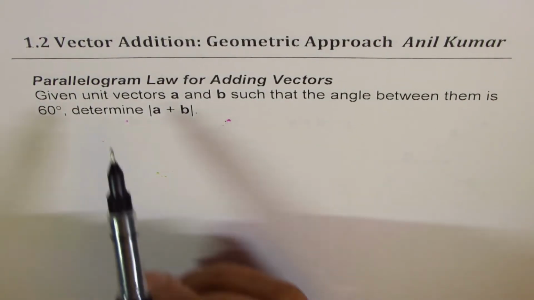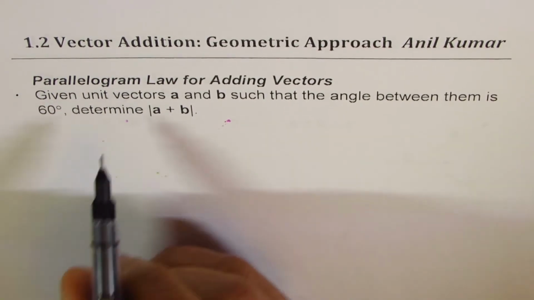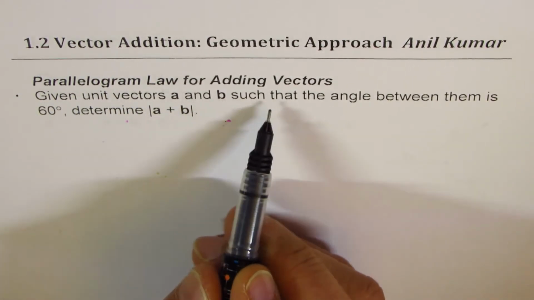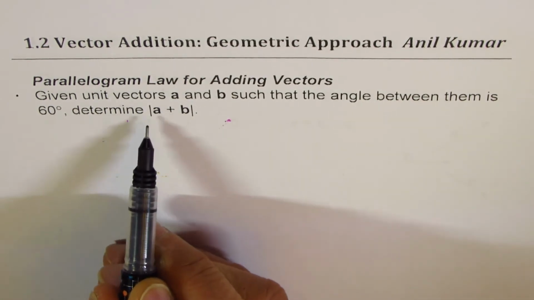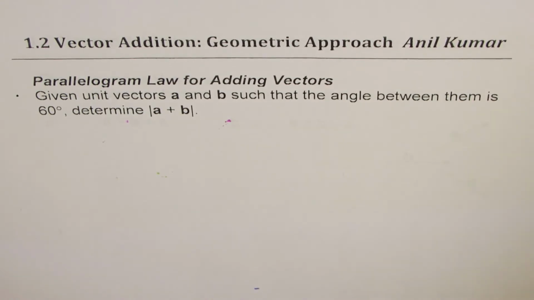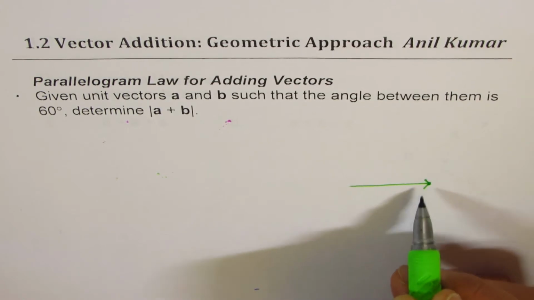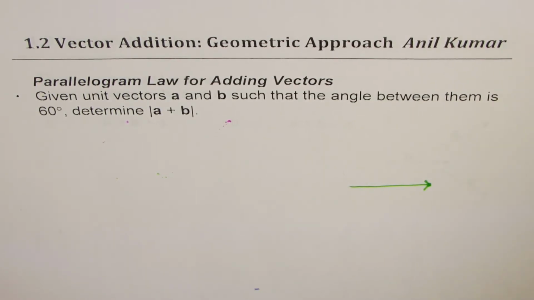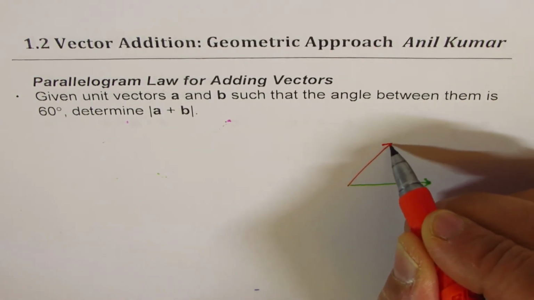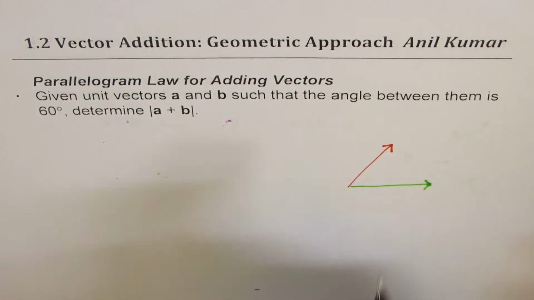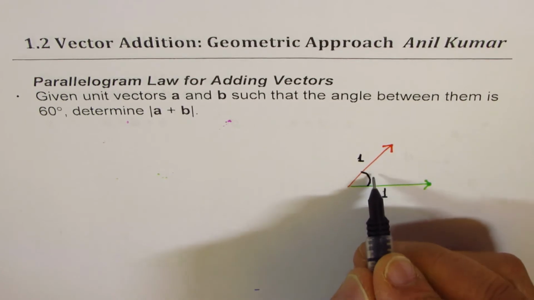So now we'll understand parallelogram law for adding vectors. Question is, given unit vectors A and B such that the angle between them is 60 degrees, determine magnitude of A plus B. So what we are given here is vector A. When we say unit vector, it means magnitude is 1, okay? And the angle between them is, so let's put it like this. So each is 1 unit long. The angle between them is 60 degrees.